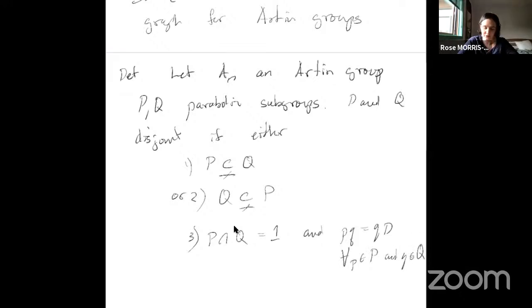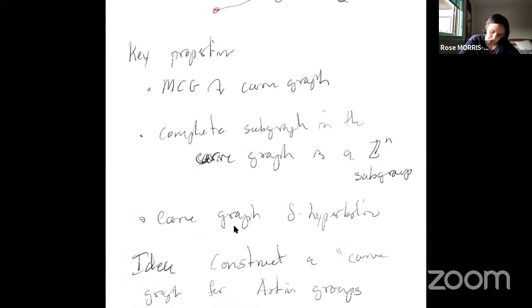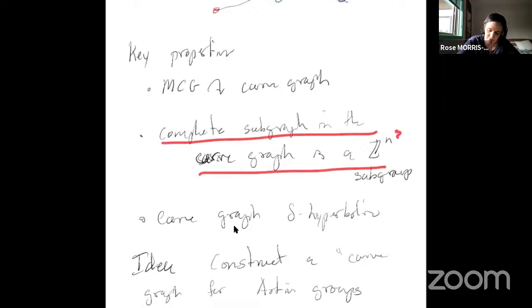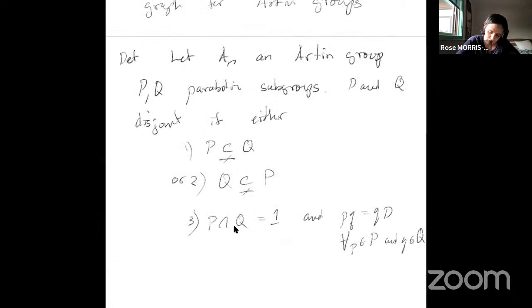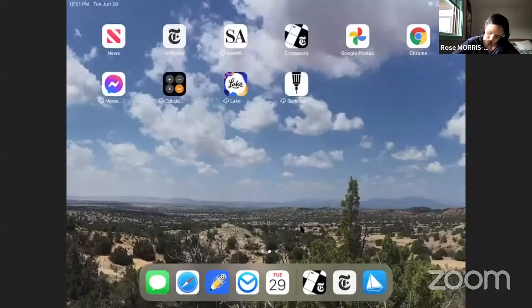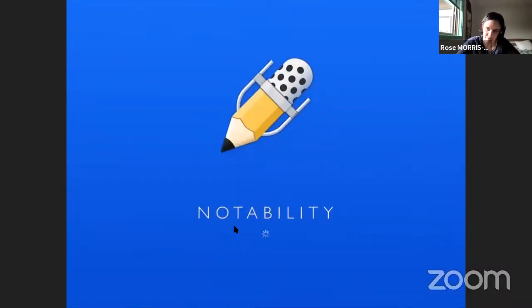There are two ways you can think about this. One is that I really want this property that a complete subgraph in the curve graph corresponds to a Z^n subgroup. So these properties are exactly that.